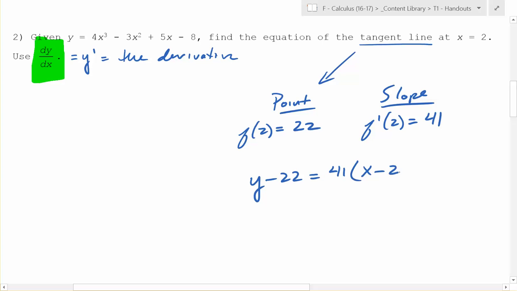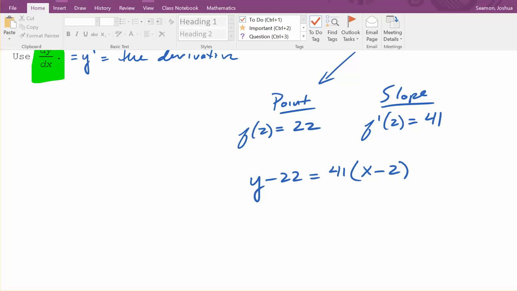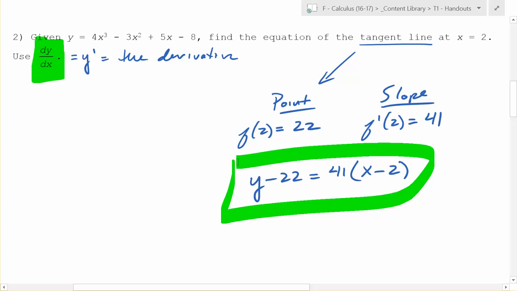X minus 2. Do you guys agree with that? So when you're working with polynomials, is your life kind of nice? Your life is kind of nice. Now, Alex, I see you did it to slope-intercept form. Unless I force you to do that, you can leave it just like this in point-slope form if you want to. It's totally fine.